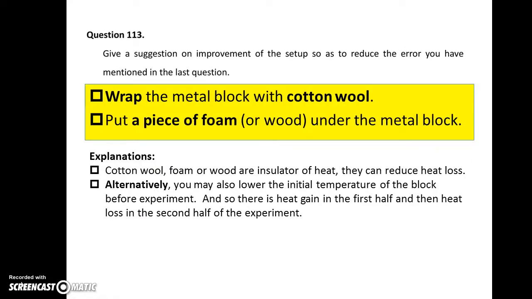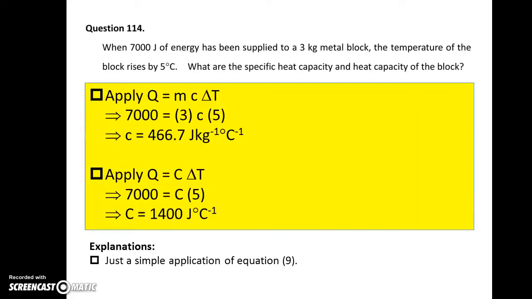Question 113. So what's the improvement of the setup? To reduce the heat loss to the surroundings, we may wrap the metal block with cotton wool, or we may put a piece of foam or wood under the metal block to reduce the heat loss to the surroundings. Question 114. So 7,000 joules of energy is supplied to 3 kg of metal block. You may then apply the equation 9 and 7 to calculate the specific heat capacity in joule per kilogram per degrees Celsius, or calculate the heat capacity in joule per degrees Celsius.